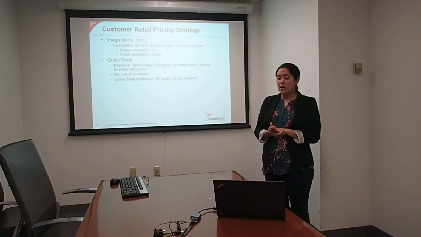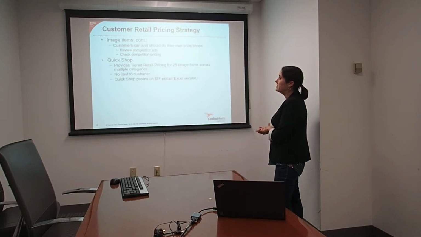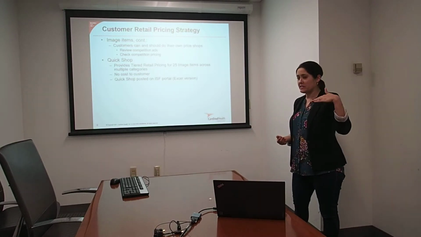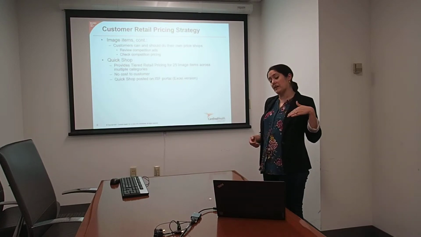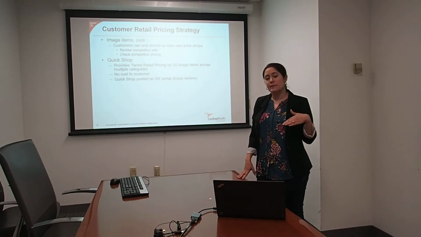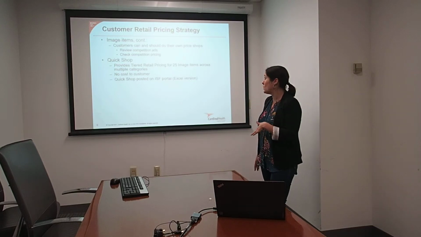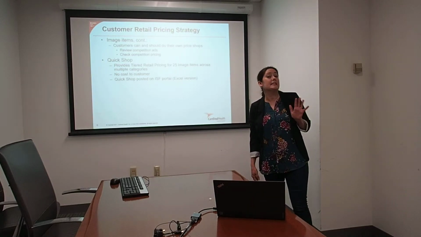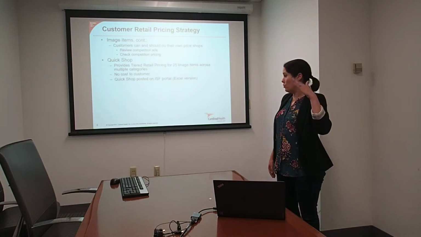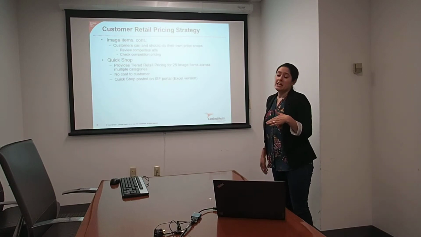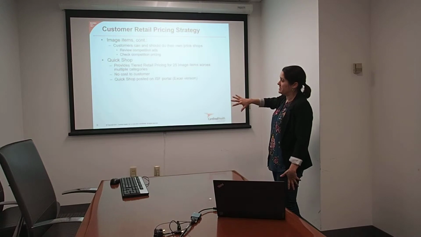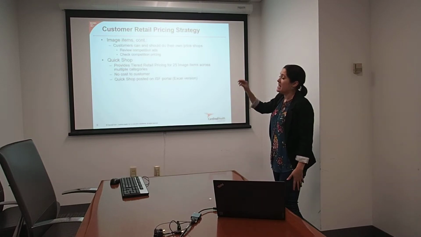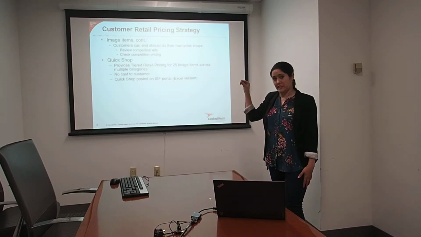So the Quick Shop helps out with competitive pricing by providing retail pricing information for 25 image items across multiple categories. Our partner, Hamaker, puts together this list of 25 items, and they're all, like I said, image items. These are all good selling items, and it's an Excel file, and they list the items, and then they have blank spots for you to fill in your competitor's price.